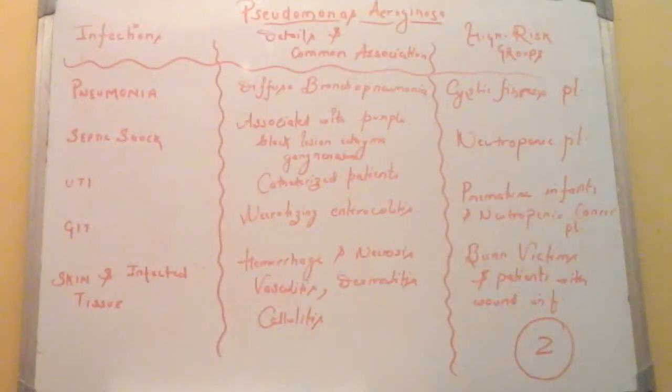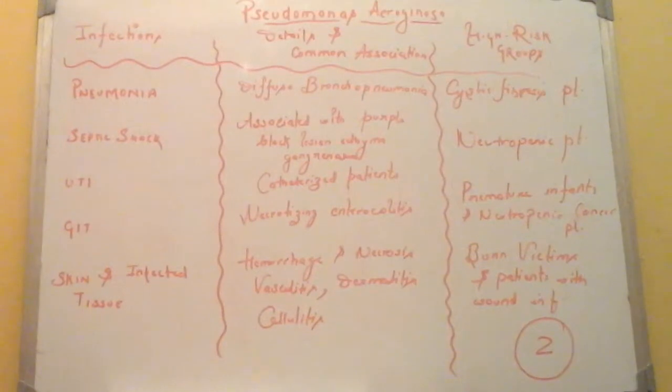So friends, let's just get started with part two of Pseudomonas aeruginosa. In this part, we are going to concern ourselves only with the infections related to this bacteria. The infections are pneumonia, septic shock, urinary tract infection, GIT, skin and infected tissues. Let's begin with pneumonia.